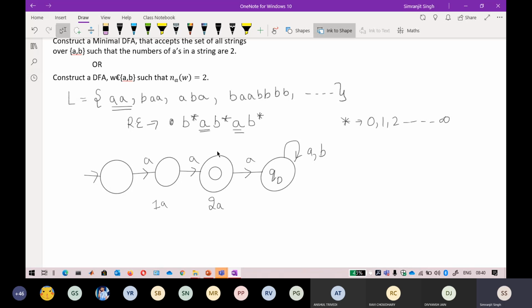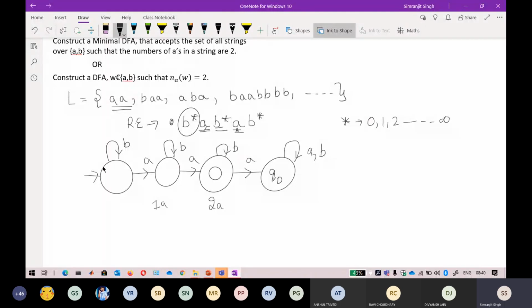Okay, now see, I do not need to worry about b. So what do I do? This b star can be represented by a self loop here. So this b star is like this, followed by a here, and again there is a b star here, so I can again write a loop like this. Again it is followed by a here, and after that b can again come any number of times, so I do not need to worry about it.